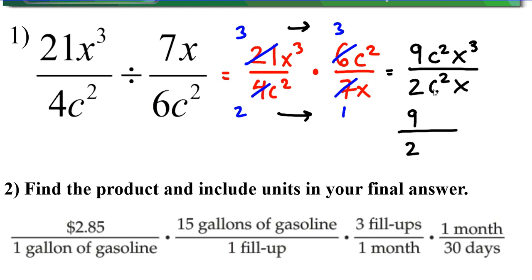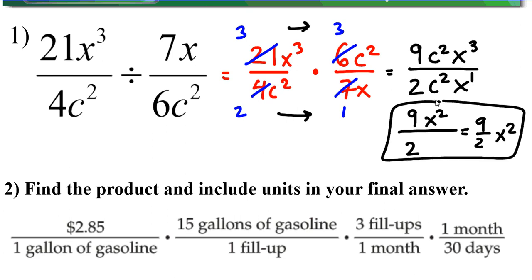C squared over c squared, that's just c to the 0, which is 1, so those are going to straight cancel out, make the number 1. X cubed over x to the first will make x squared. So I get 9x squared over 2. You might see this written as 9 halves or 4.5 x squared. They mean the same thing. Second one.